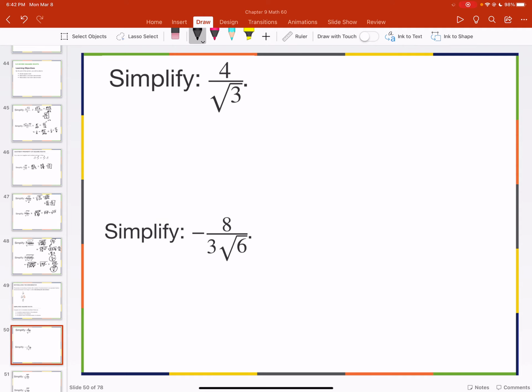So let's see here. We have 4 over root 3. To rationalize the denominator, we're going to multiply by root 3 over root 3. That's going to be 4 root 3 over, and then these cancel out, right? So that's just going to be 3.